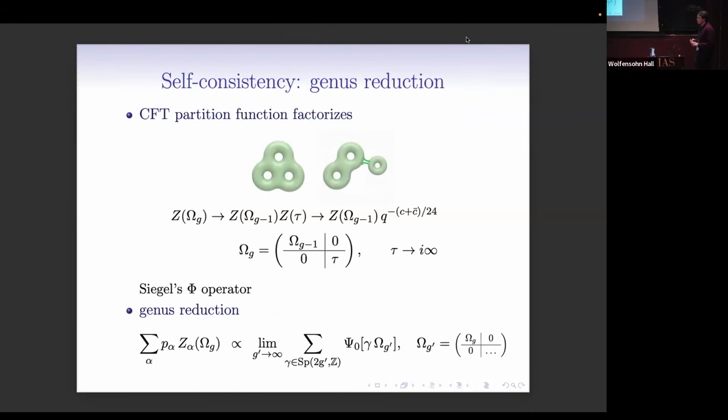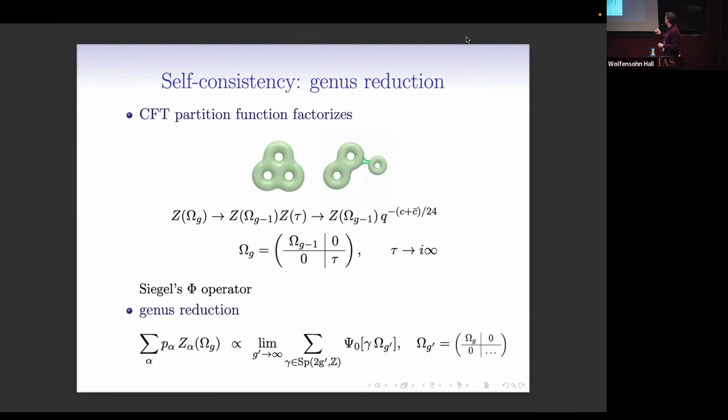I will get there by a self-consistency condition. I will start with the observation that if I have a CFT partition function on a Riemann surface of genus G, I can start degenerating this Riemann surface. This is a Riemann surface of genus 3. I can degenerate it into a Riemann surface of genus 2. This is a very narrow bridge, which I will make infinitely narrow. And at some point, my partition function simply factorizes.